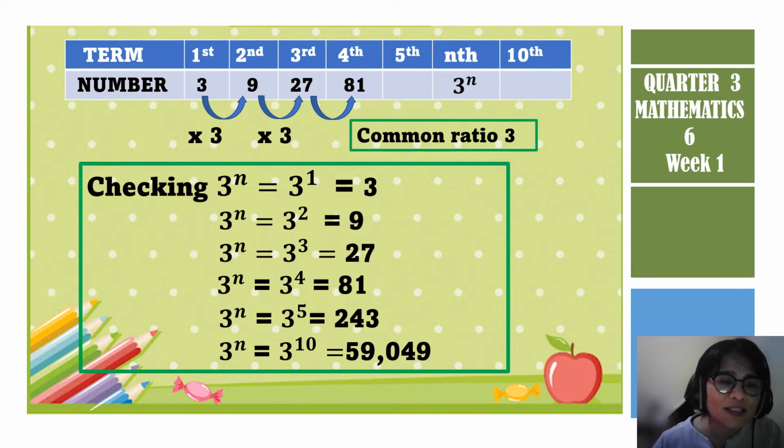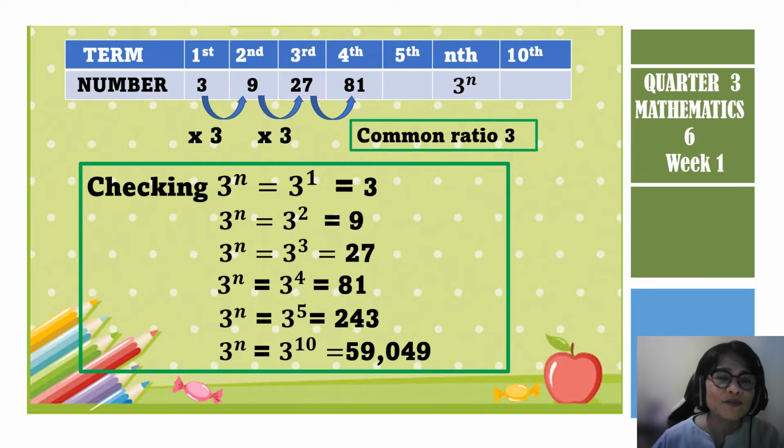Then, the second term is 3 to the power of n, or 3 to the second power, second term, meaning. So, meaning 3 to the second term is 3 times 3. 3 times 3 is 9. So, we are correct. The answer for the second term is 9. And then, punta tayo sa third term. So, meaning 3 to the power of 3. So, ang ibig sabihin ng 3 to the third power is 3 times 3 times 3. 3 times 3 times 3 is equal to 27. So, tama na tayo doon.